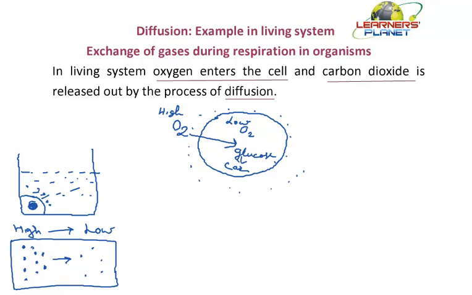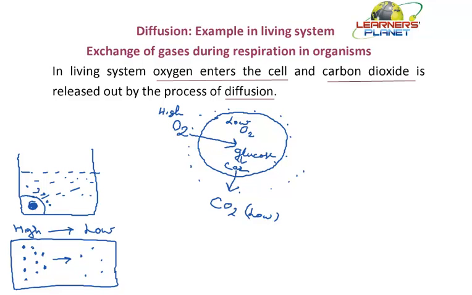As a result, the CO2 which is formed will increase the level of CO2 inside the cell, and in the surrounding, the concentration of CO2 is low as compared to that which is present inside the cell. So now the CO2 molecule tends to move towards outside. This is how the diffusion of these gases takes place in the cells.